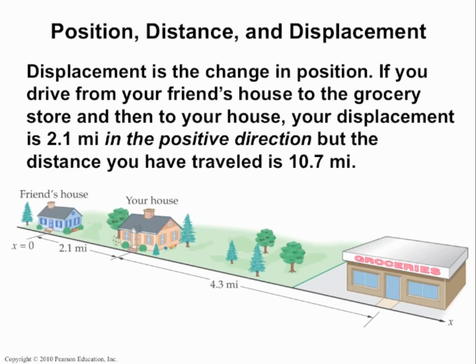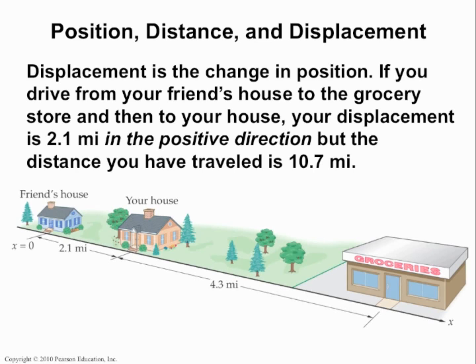Displacement is the change in position. If you drive from your friend's house to the grocery store and then to your house, your displacement is 2.1 miles in the positive direction, but the distance you have traveled is 10.7 miles. So let's trace that out. We're going to drive from your friend's house to the grocery store, and notice that that's 2.1 plus 4.3, so 6.4 miles. And then after the grocery store, we drive to your house. That's another 4.3 miles. So 6.4 plus 4.3 is 10.7 miles. Total distance of 10.7 miles.